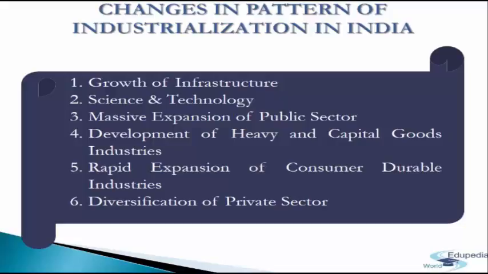Next point regarding this topic is development of heavy and capital goods industries. The basic objective of the second plan was the development of heavy machine building industries and capital goods industries with a view of strengthening the industrial base of the economy. Consequently, major investments were made in these industries. As a result of these efforts, we have a well diversified industrial structure.